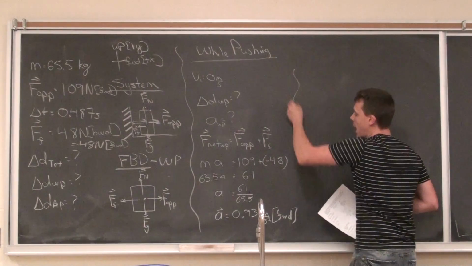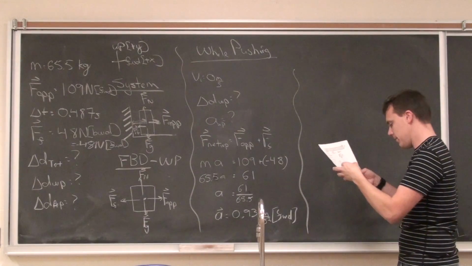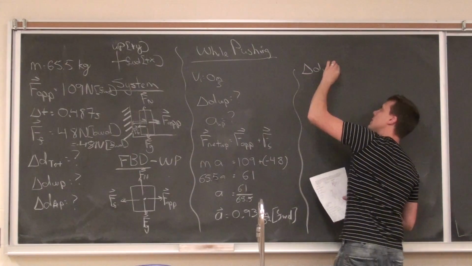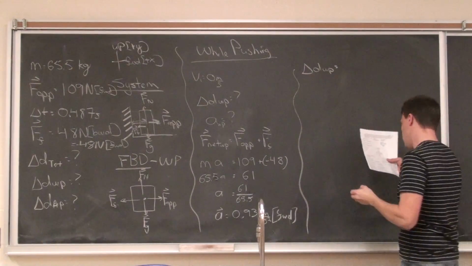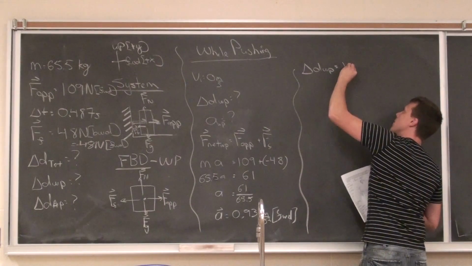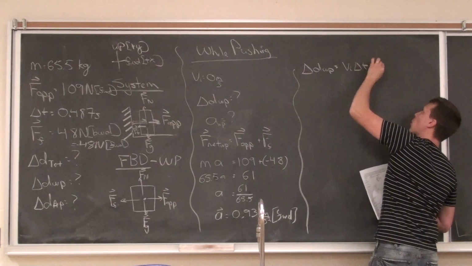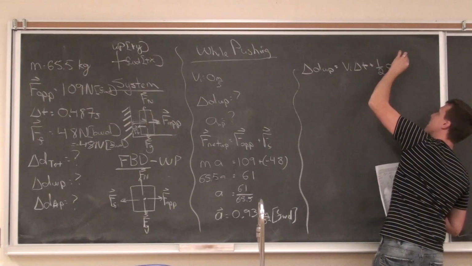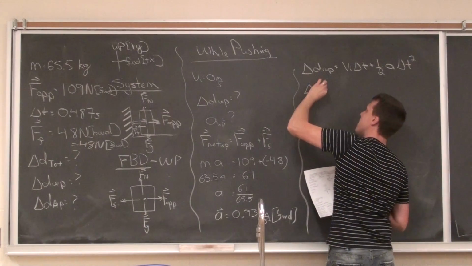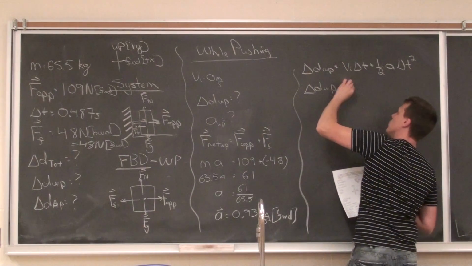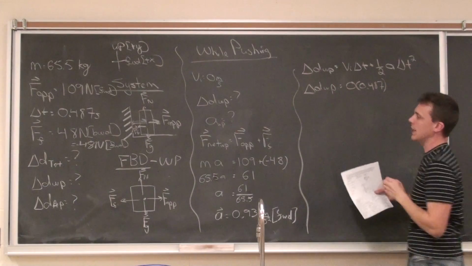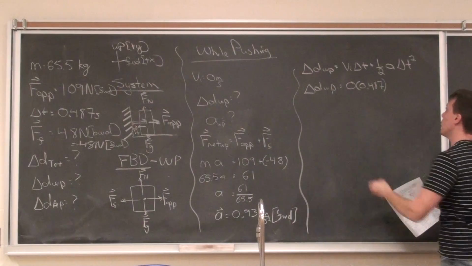So the skateboarder is accelerating forward at 0.931 meters per second squared. Well, from that, I want to find the distance traveled while pushing. So I'm going to use the formula v initial delta t plus 1/2 a delta t squared. Distance while pushing is what I'm looking for. V initial is 0 times 0.487.